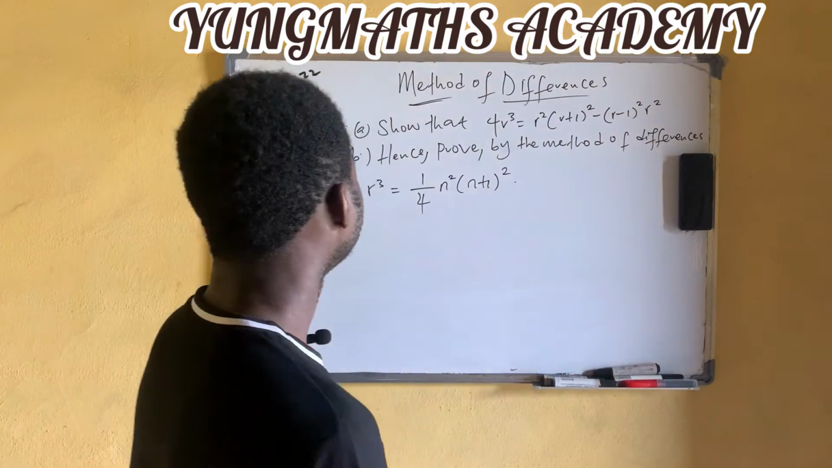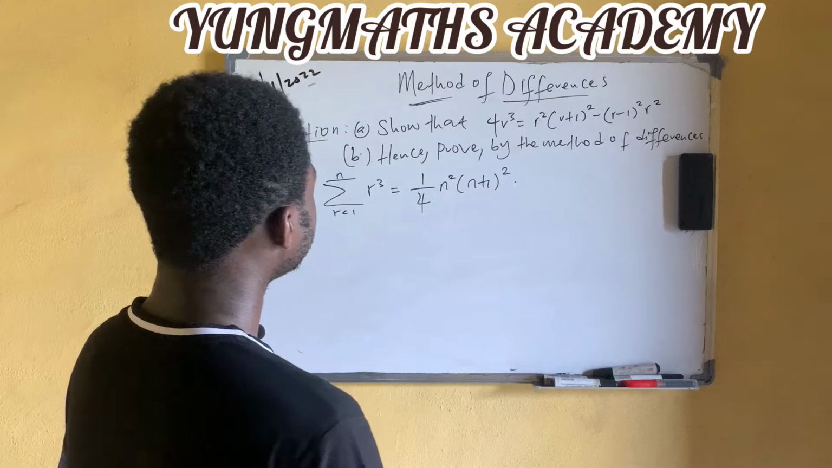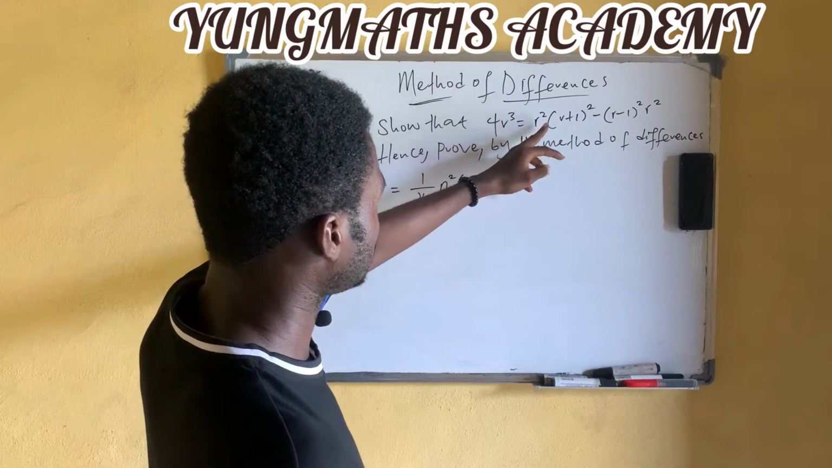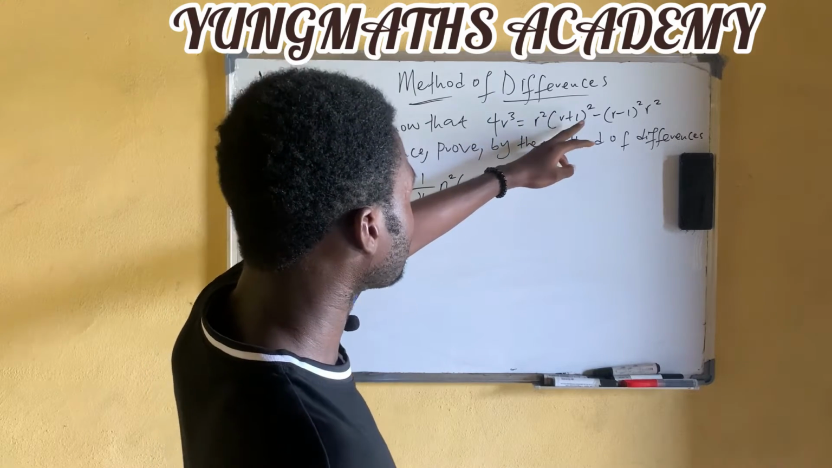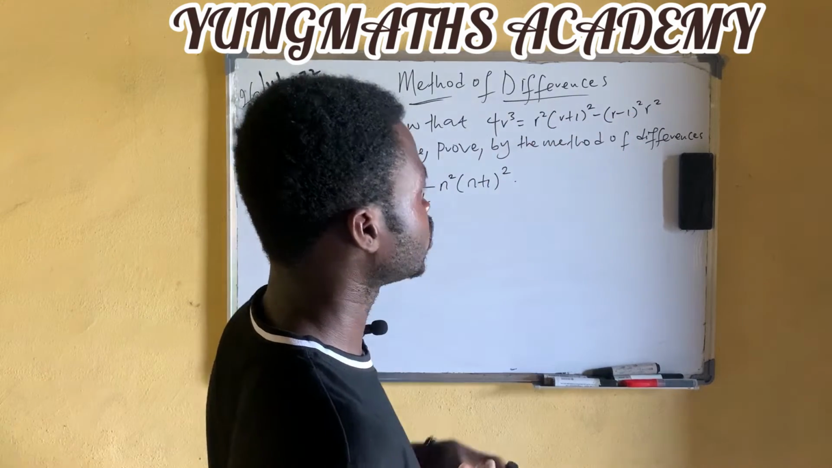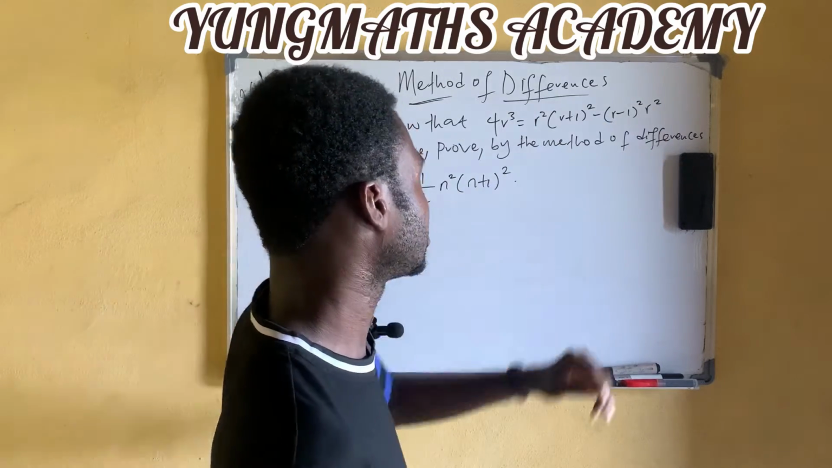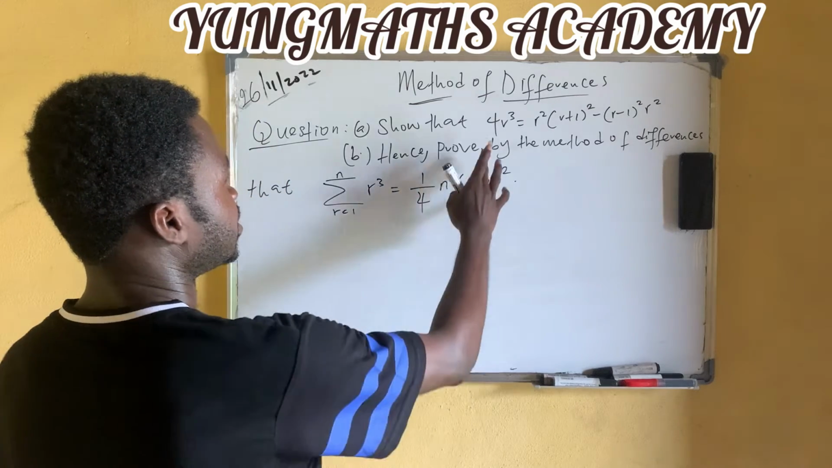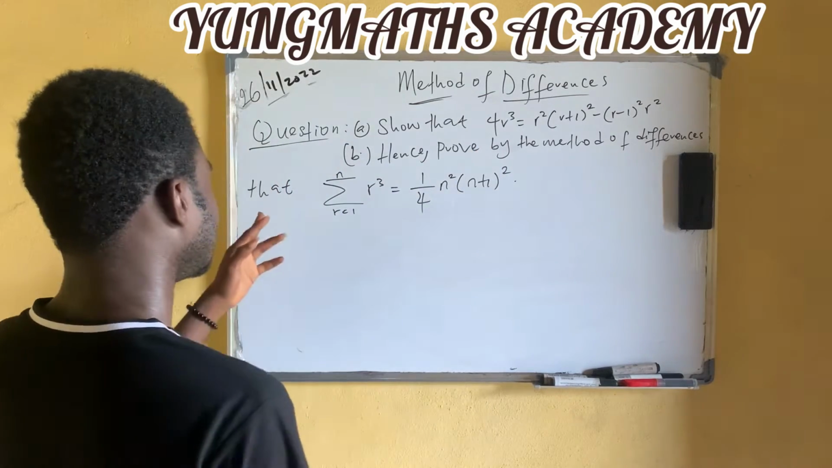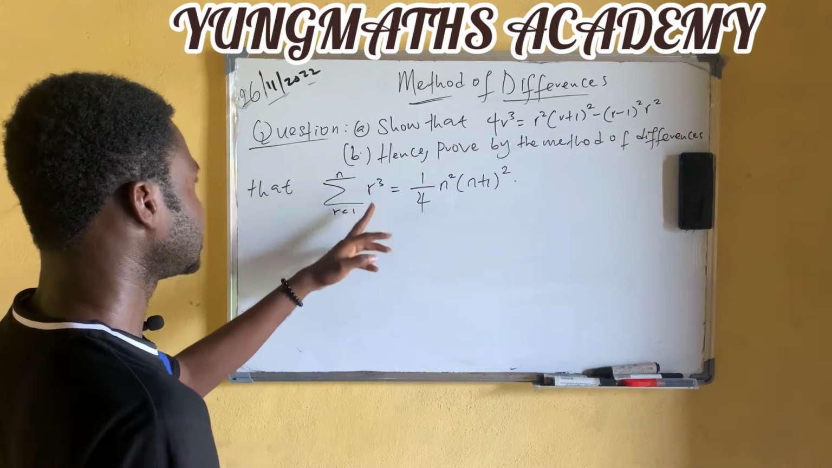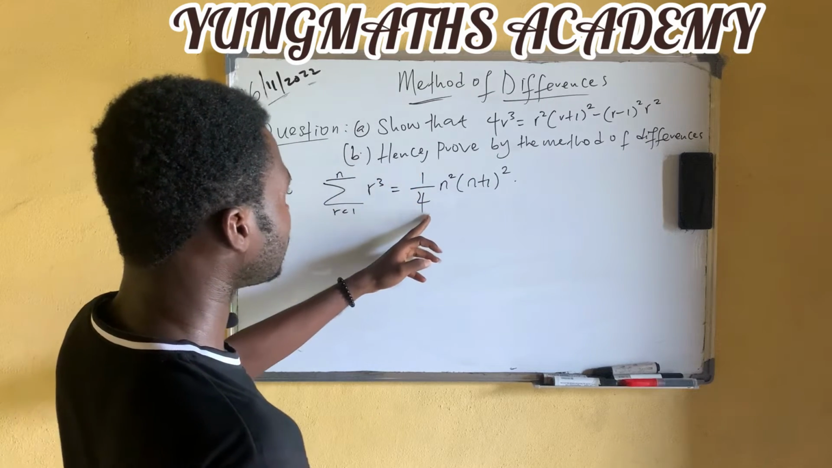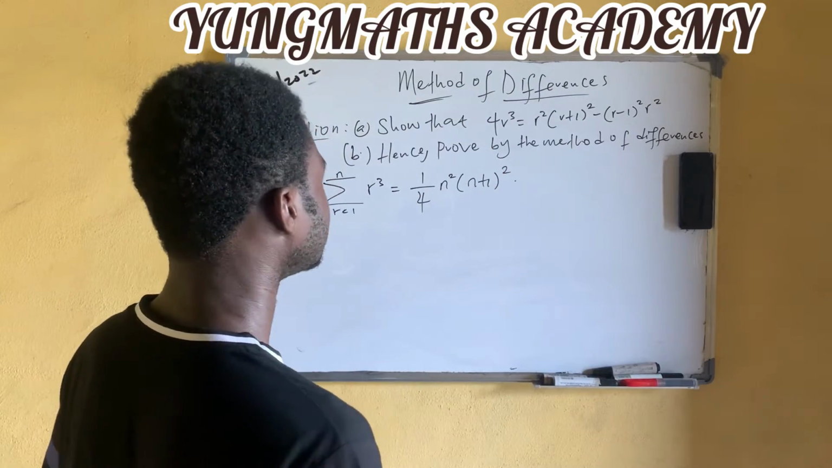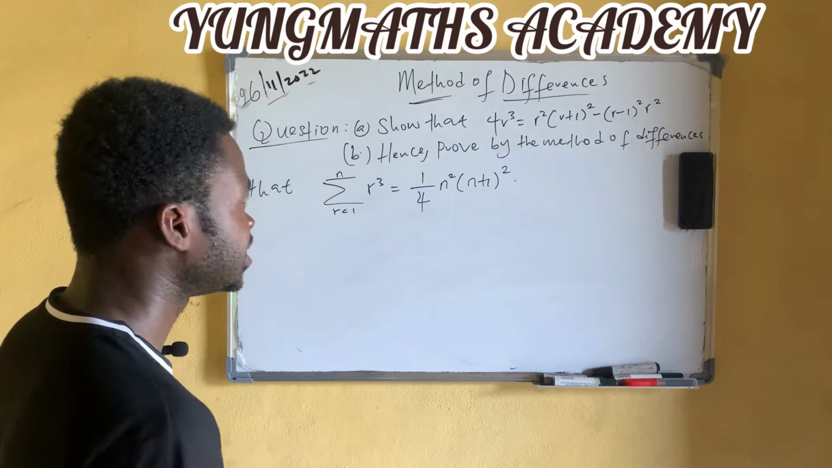We have this question on the board. A says show that 4r to the third is equal to r to the second into r plus 1 to the second minus r minus 1 to the second r to the second. B says hence prove by the method of differences that summation r from 1 to n r to the third is equal to 1 over 4 n to the second into n plus 1 to the second. So we start with treating A.